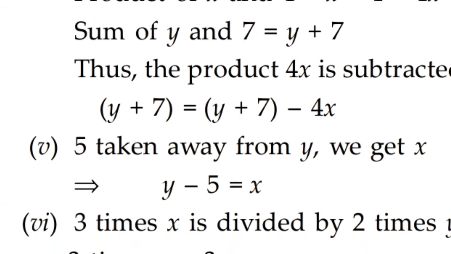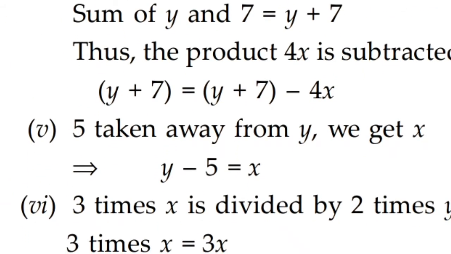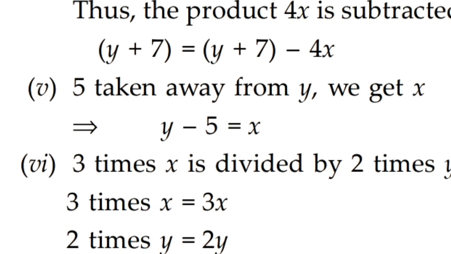Come to the fifth one. 5 is taken away from y. We get x. Taken away means minus. 5 is taken away from y. From means y will come first. So y minus 5, we get means equal to, that is x. So y minus 5 is equal to x.